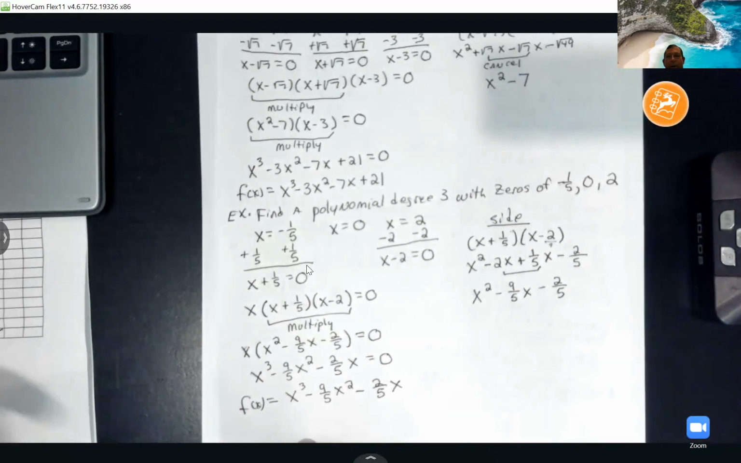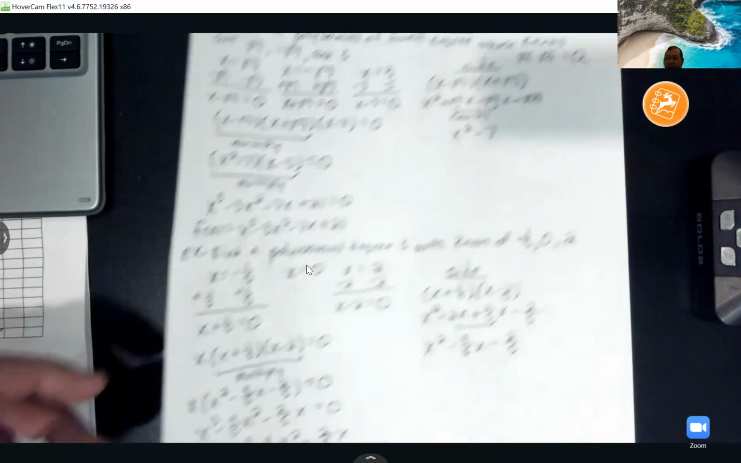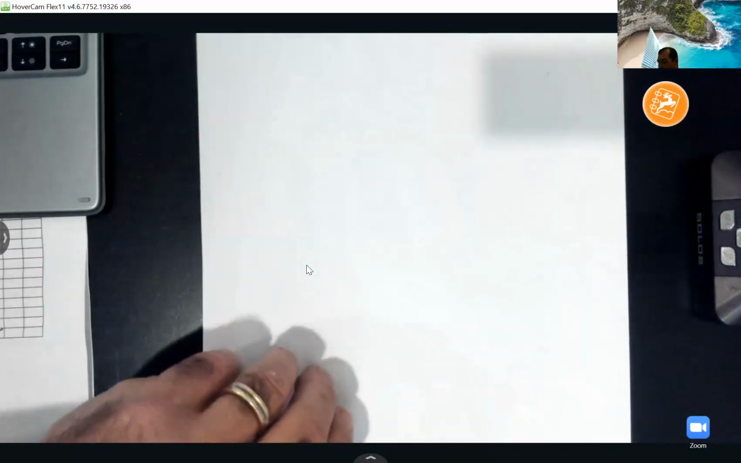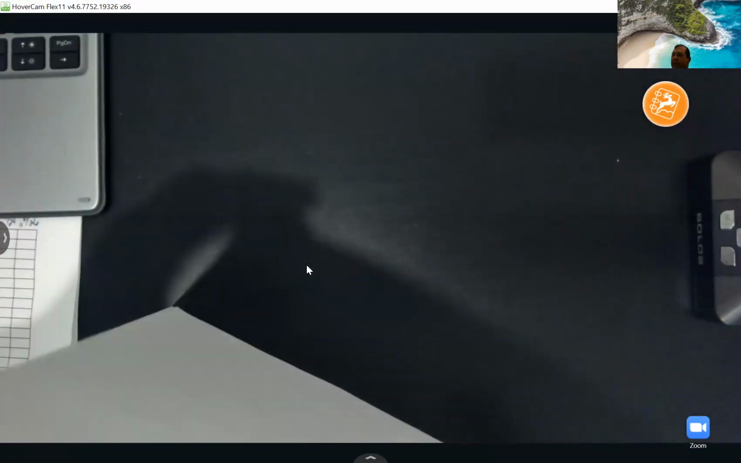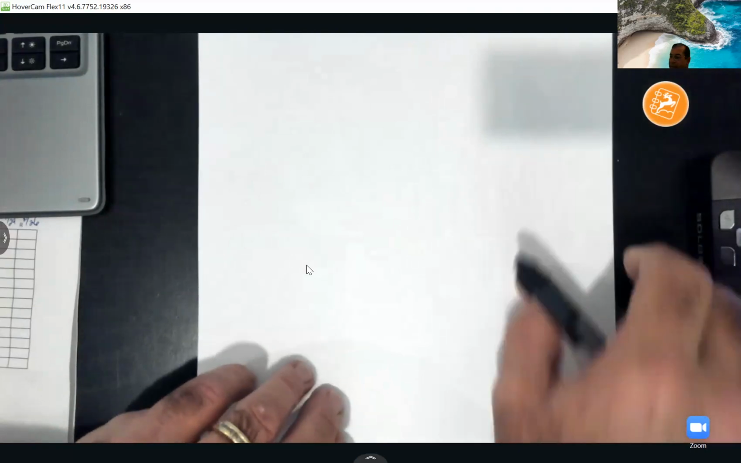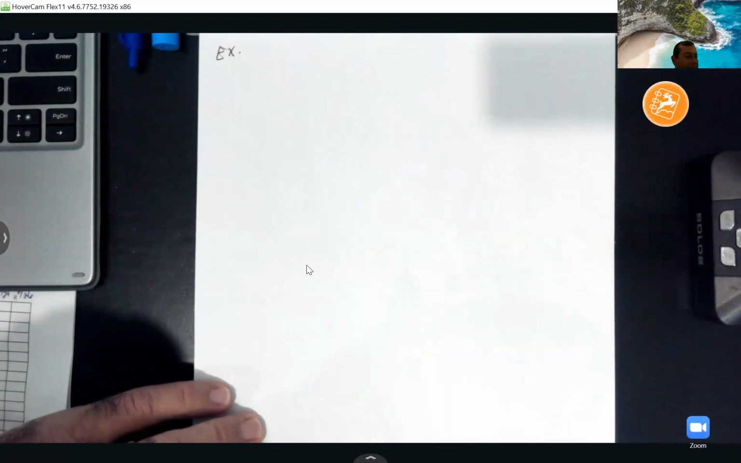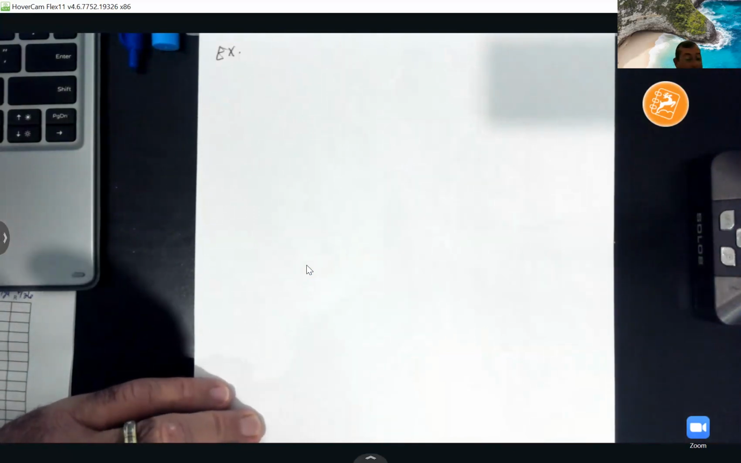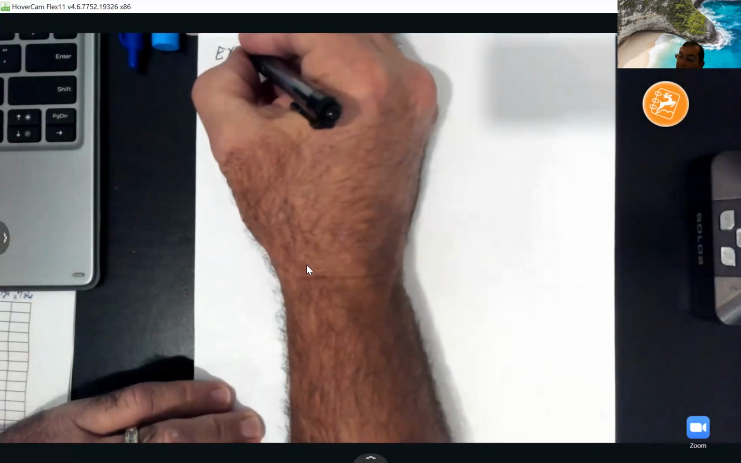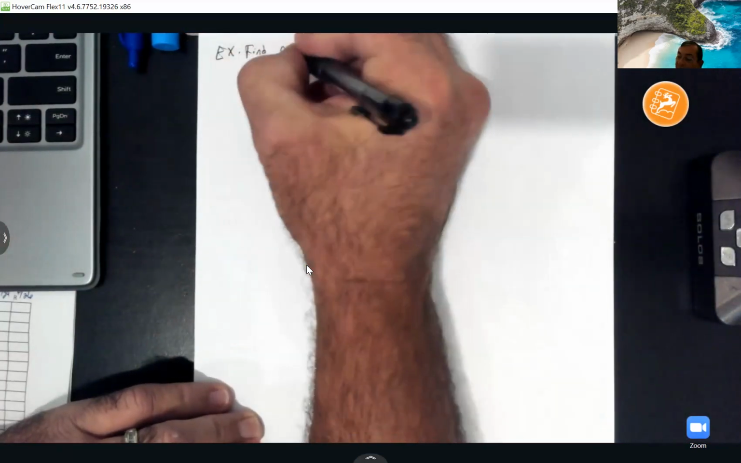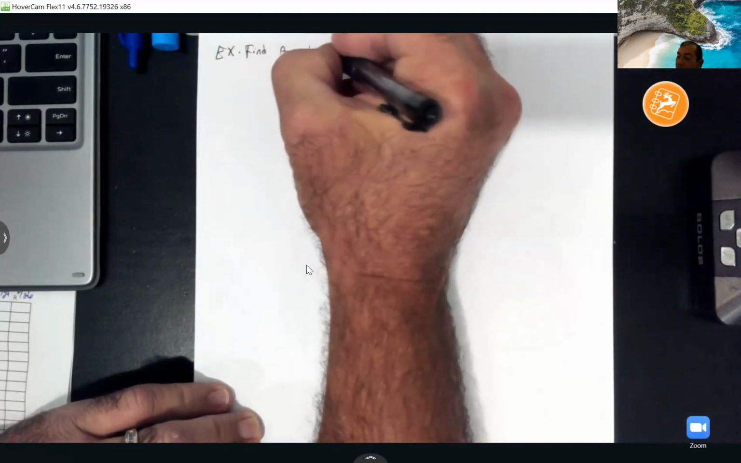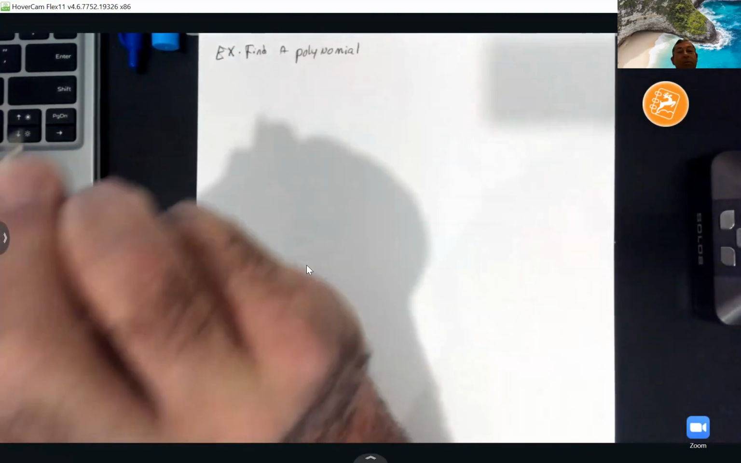Hey, y'all, so I got one more of those, and then we sort of switch the game up a little bit. So let me get my paper fixed. So y'all, the same thing, but they're going to use different terminology here, okay? So here they want me to find a polynomial degree 4.